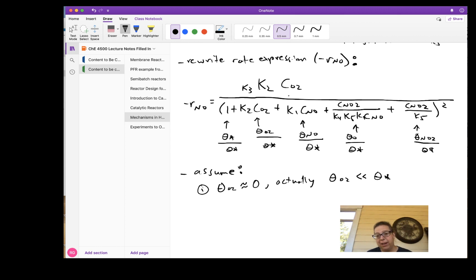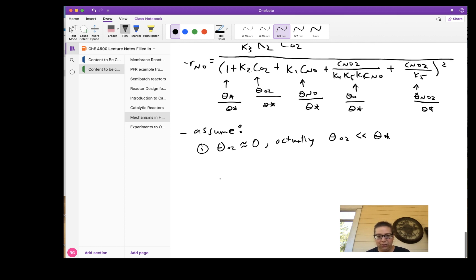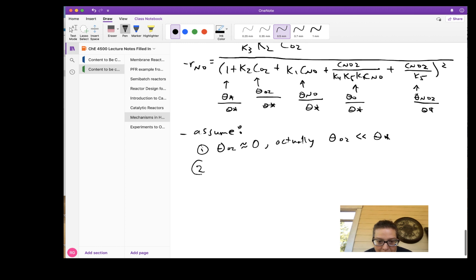Another term that we're going to knock out is this one. We have first order dependence on NO. If we were to keep this term in our denominator, then we would have negative first order dependence on NO, which is incorrect. So let's assume also that theta NO is approximately equal to 0. Again, we're not saying 0, we're saying approximately equal to 0, or theta NO is much less than theta star.